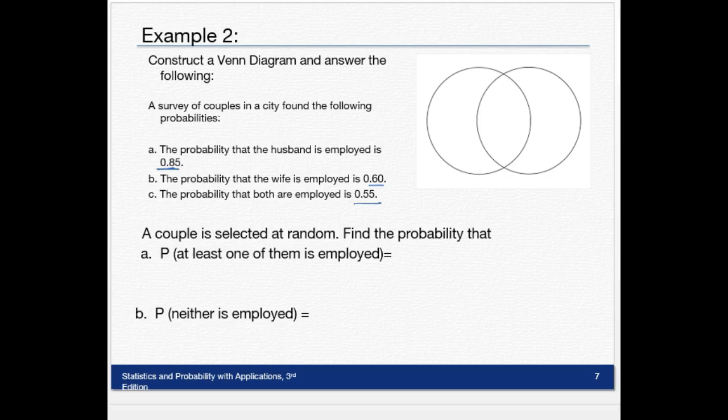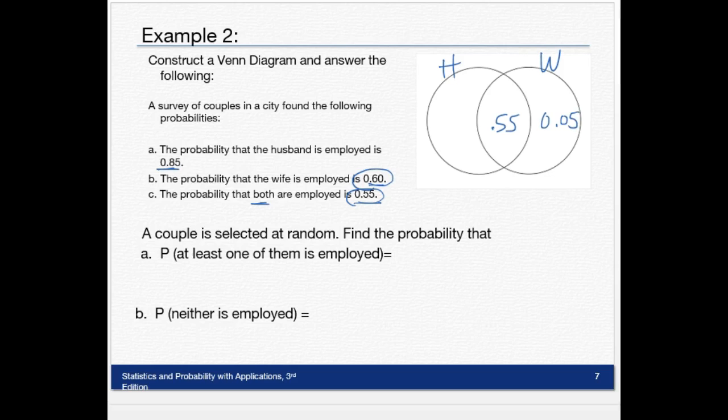All right? But I would recommend we start with the both part, the intersection. Let's label this. This would be the husband's employed, and this is the wife's employed. Okay? Now, for both to be employed, that probability is 0.55. Probability that the wife is employed is 0.60, but I already have 55% of that in here. So 60 minus 55 gives me 0.05.